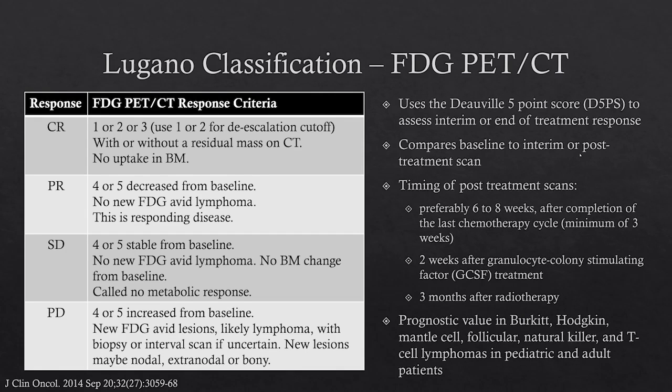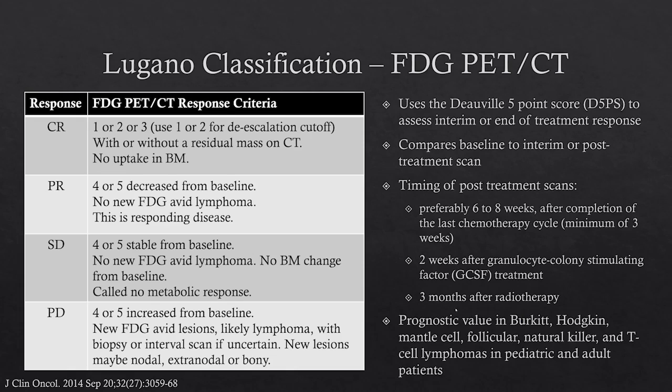Moving on to the Lugano classification of treatment response in lymphoma patients, looking at the FDG PET-CT criteria. This uses the Deauville 5-point score. It compares the baseline to the interim or post-treatment scan. If you're comparing to the post-treatment scan, you want to make sure you have a gap after chemotherapy of about 6 to 8 weeks, about 2 weeks after GCSF treatment, or about 3 months after radiotherapy.